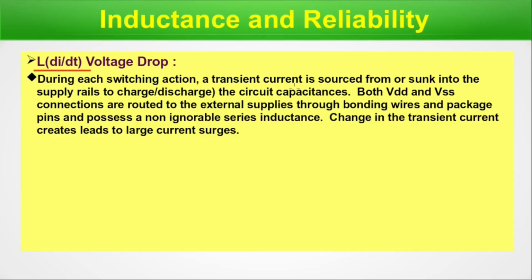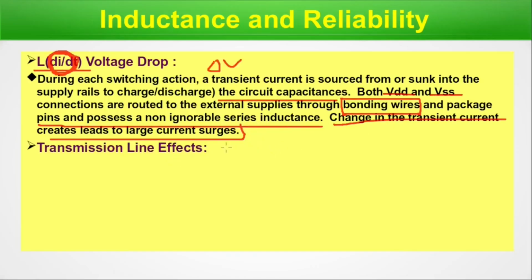Both VDD and VSS connections are routed to the external supplies through bonding wires and package pins and possess a non-ignorable series inductance. Those bonding wires, VDD and VSS, finally are connected from outside. They are supplied from outside. Change in transient current leads to large current surges. That's not negligible. And then transmission line effects.